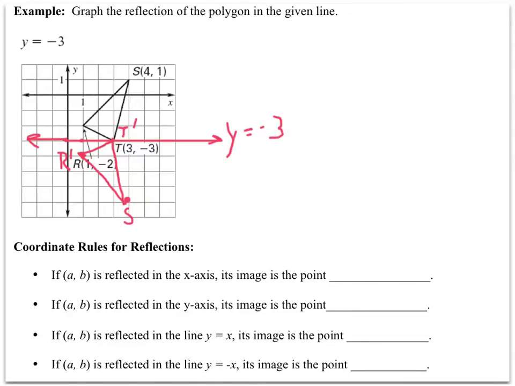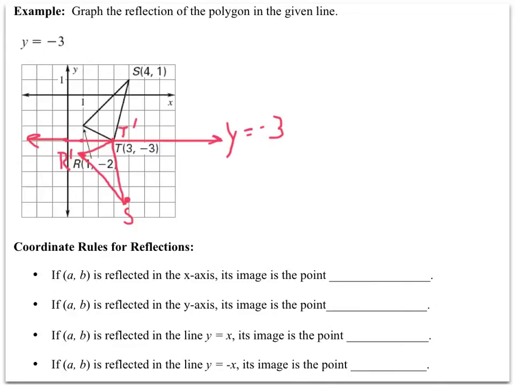One thing I want you to notice is that for each of these points, take S for example, the x-coordinate did not change. We had x equal to 4, y equal to +1, and now in the reflection, the x-coordinate is still 4, but the y-coordinate is 1, 2, 3, 4, 5, 6, 7 in the negative direction, so it's -7. What this tells us is that a reflection across a horizontal line does not change our x components, but it does change the y values.